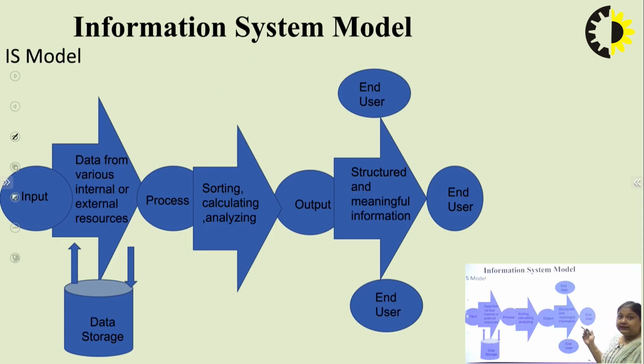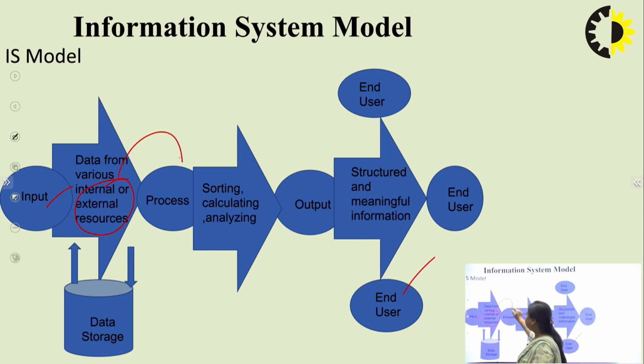So, this is the information system model. This is input, raw data that is collected from various internal and external resources. Maybe some data has been required by the end user. Some data has been processed, but maybe some data is stored for future purpose.